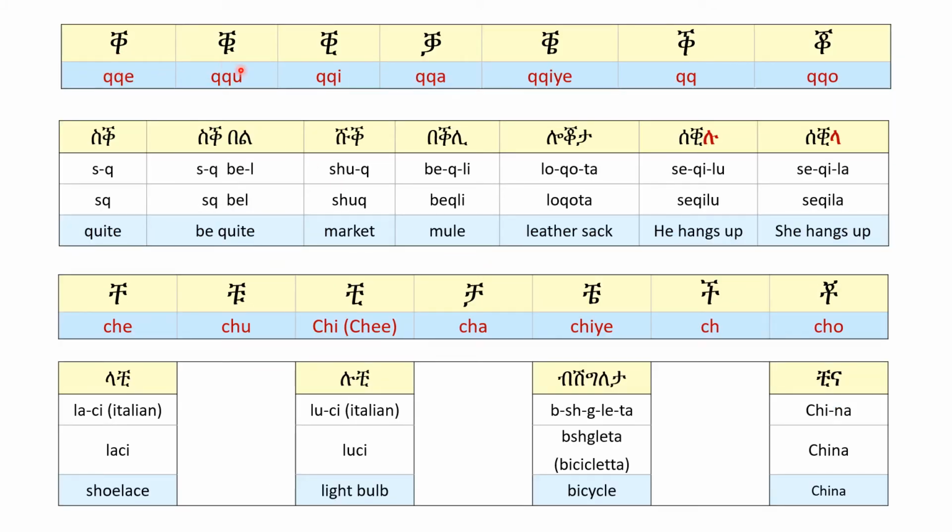Qe, qu, qi, qa, qe, qi, qo. Some words with the letter qe. Sık, sık. Sıkbel, sıkbel. Şuk, şuk. Bekli, bekli. Lokota, lokota. Seqilu, seqilu. Seqila, seqila.